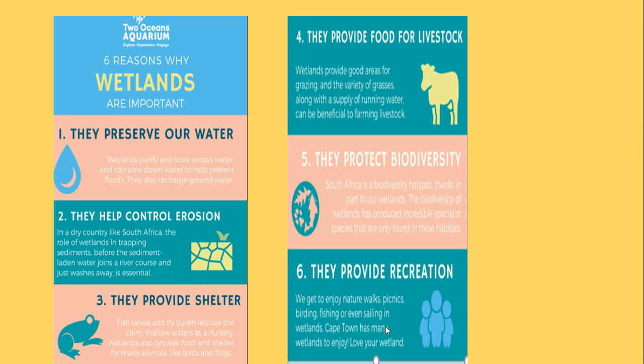4, they provide food for livestock. Wetlands provide good areas for grazing and the variety of grasses, along with a supply of running water, can be beneficial to farming livestock. 5, they protect biodiversity. South Africa is a biodiversity hotspot, thanks in part to our wetlands. The biodiversity of wetlands has produced incredible specialist species that are only found in these habitats.